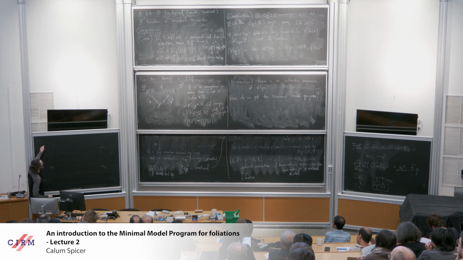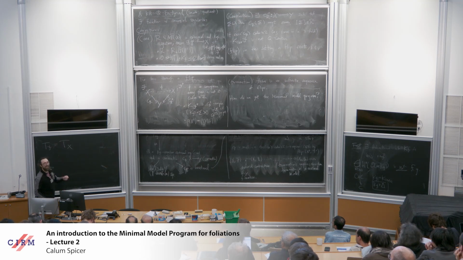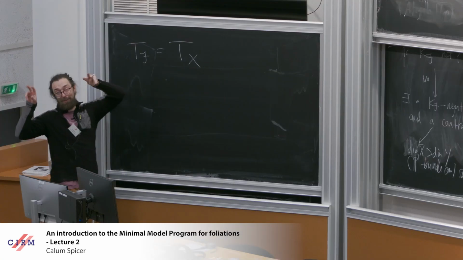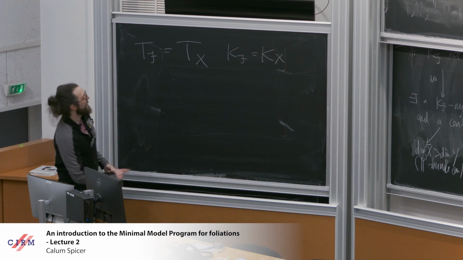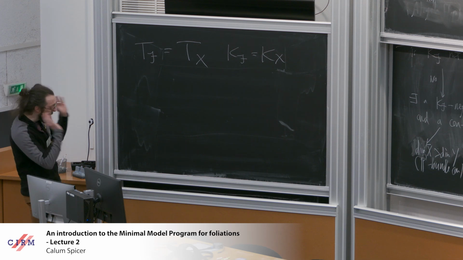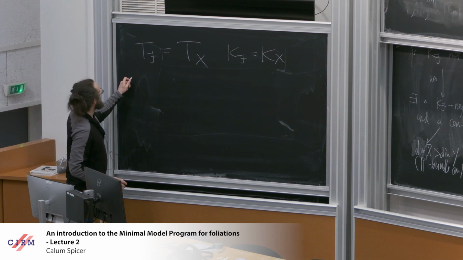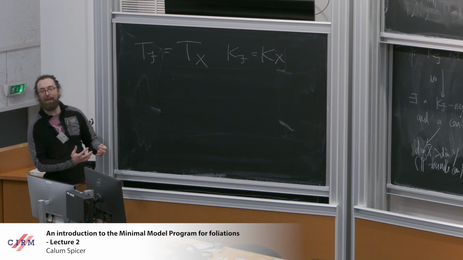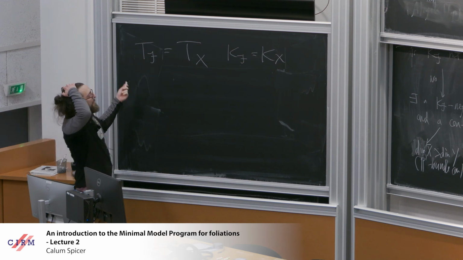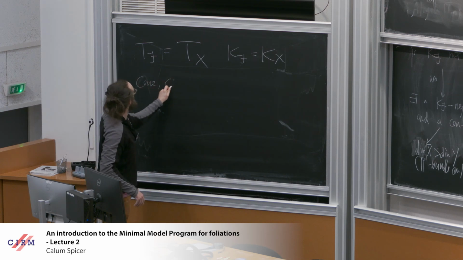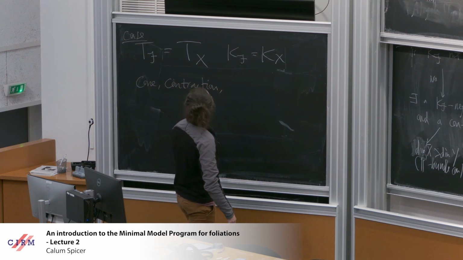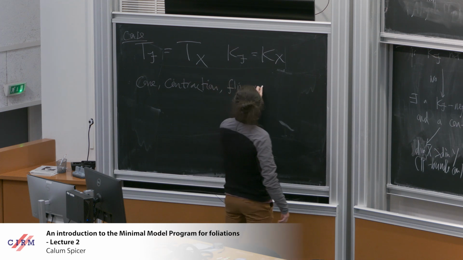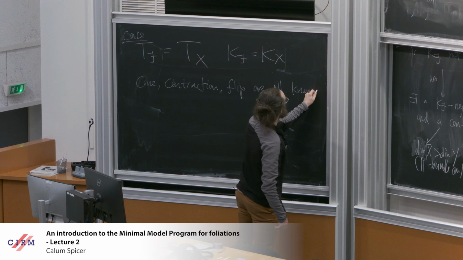So I guess the first thing I should tell you about what is known, and this is a big case, is when you have the foliation with one leaf. So TF is equal to TX. So this is just the usual MMP. So in this case, KF is equal to KX. So this, I guess, is a huge program of study. This is a lot of work. Maybe you'll forgive me if I don't write up all the names involved with it. But the punchline is that cone contraction and flip theorem are all known. So we know cone contraction and flip.